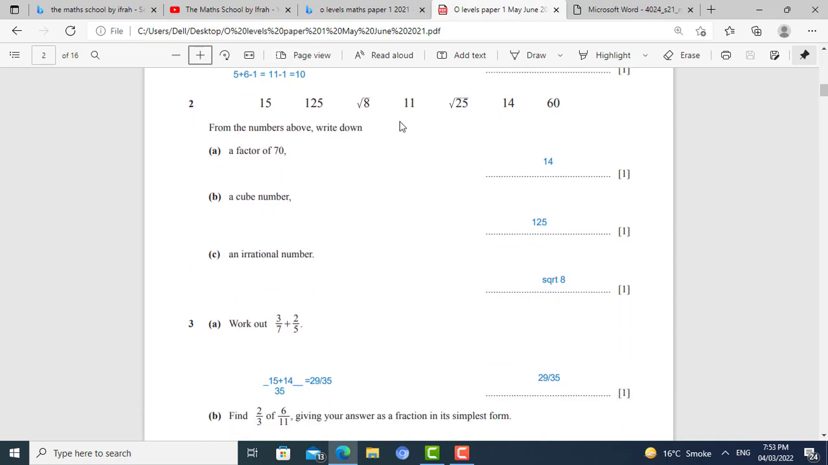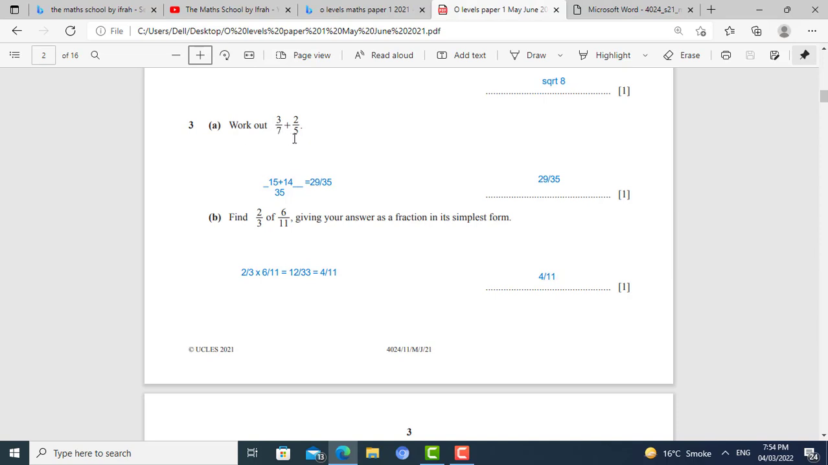Okay, here a couple of numbers are given over here. From the numbers above, write down a factor of 70. 14 is basically a factor of 70. A cube number, 125 is a cube number. An irrational number. An irrational number is a number that cannot be expressed in a fraction form. So under root 18 or square root 18 is basically an irrational number.